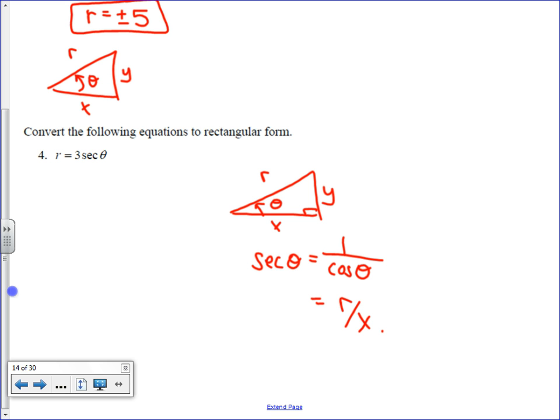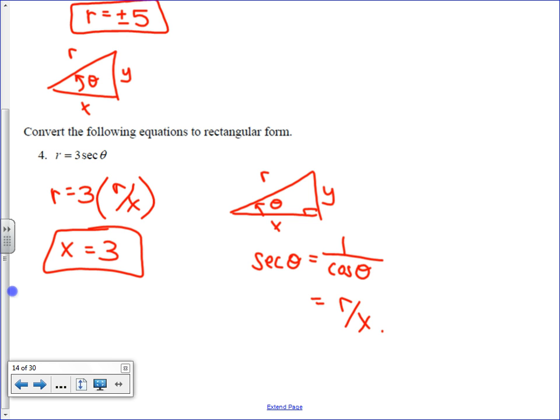Wait, does this make sense? You can use the triangle to say, what is secant? Secant is 1 over cosine. What's 1 over cosine? Well, 1 over cosine is the reciprocal of adjacent over hypotenuse, so hypotenuse over adjacent. There we go. My pre-calers, you know the reciprocal mnemonic. I still use that. So then r equals 3 times r over x. Uh-oh. This isn't rectangular yet. No, but it's closer. What could I do? Times by x, divide by r, x equals 3, right?